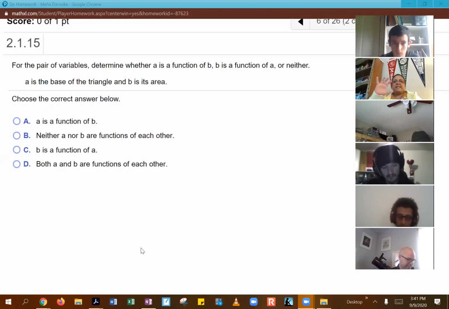So if we know the base, can we calculate the area? If we know the area, can we calculate the base? Okay, go ahead and send your answers in. Okay, so we're going with B, B, B, B, B. Neither. Really? Why?